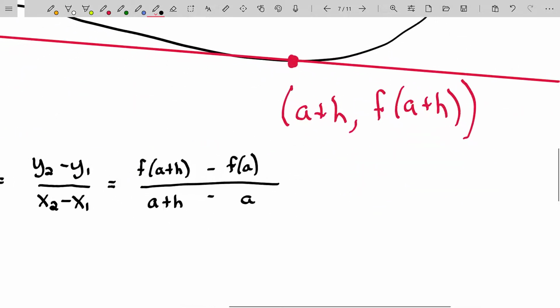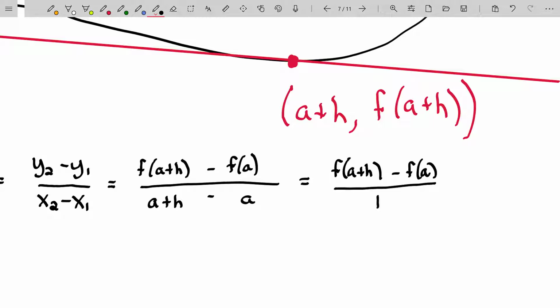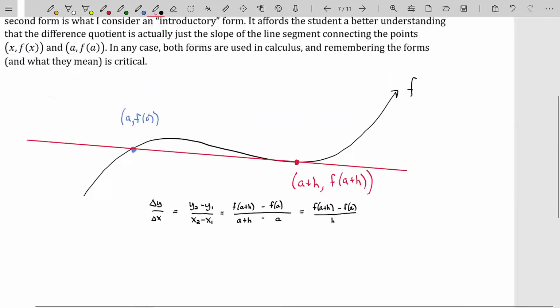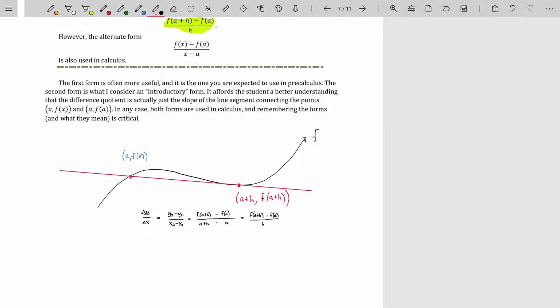If I were to clean this up, this would equal f of a plus h minus f of a all over h. And that is the difference quotient. It is just the slope of a line connecting 2 points on a curve. It's called the slope of the secant line, actually. So let's see how to use this in action.